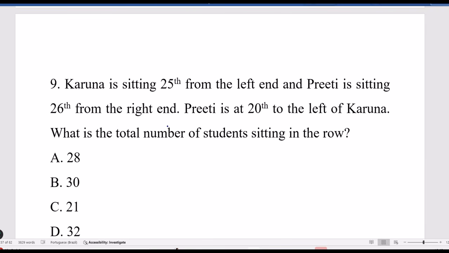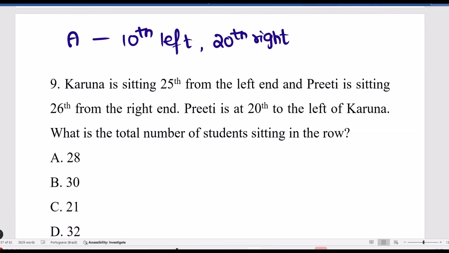See, if I know with respect to one person, suppose A is 10th from the left side and A is 20th from the right side, for example. Then if one person's left and right positions in a row are known, the total will be 10 plus 20 minus 1, which is equal to 29. Why that minus 1? Because we are counting A from the left side and A from the right side both.